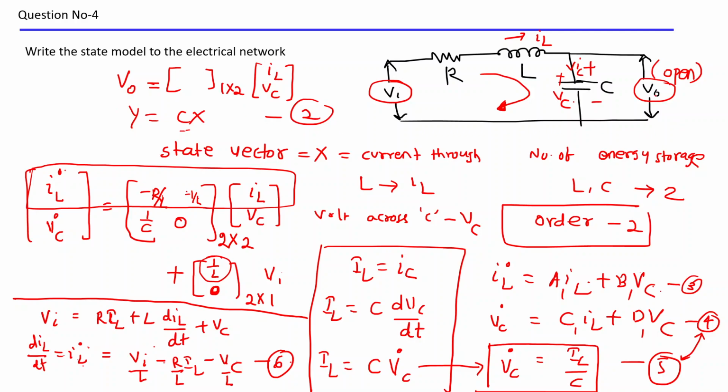V naught is what, sir? V naught is nothing but Vc, because both are parallel. So V naught equals Vc. Now V naught equal to Vc means V naught is nowhere related to IL, so this is 0. And V naught is related to Vc, so this would be 1. Right, sir?